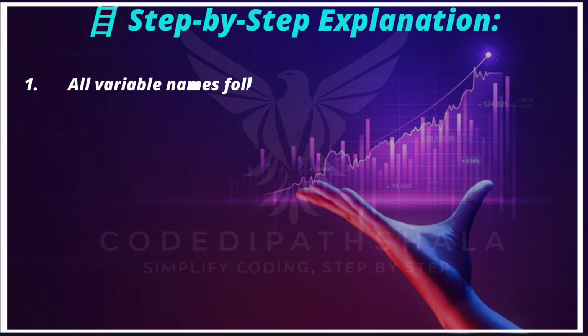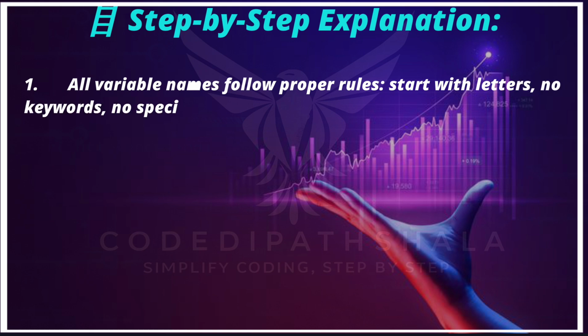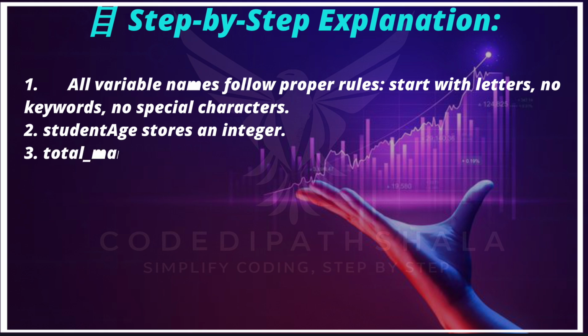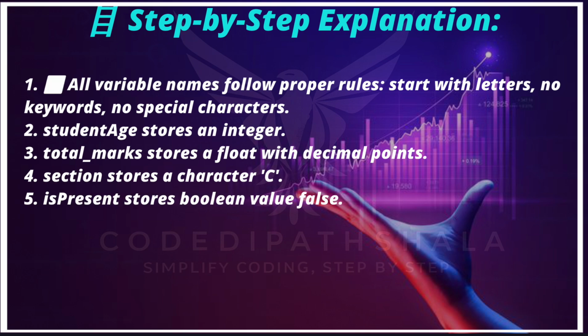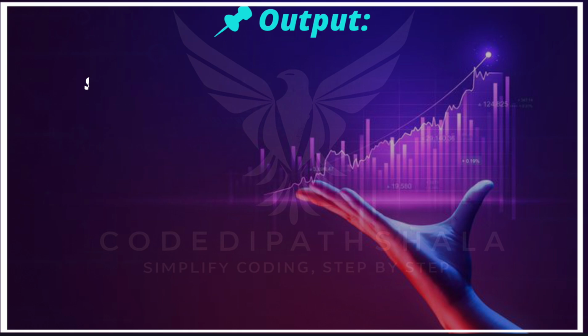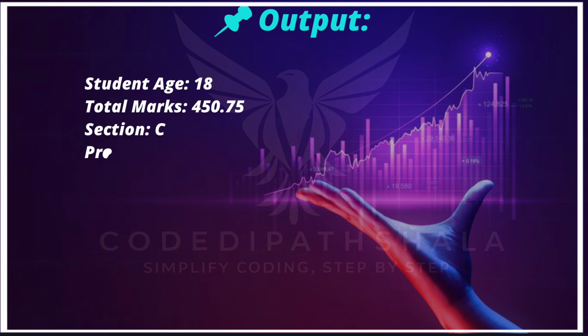Step-by-step explanation. 1. All variable names follow proper rules. Start with letters, no keywords, no special characters. 2. studentAge stores an integer. 3. total_marks stores a float with decimal points. 4. section stores a character C. 5. isPresent stores boolean value false. Output: Student age 18. Total marks 450.75. Section C. Present today 0.